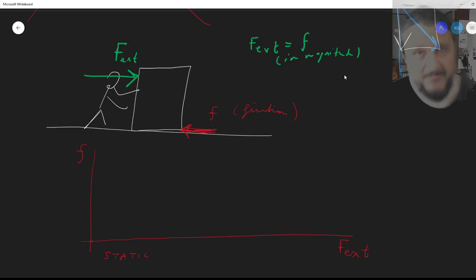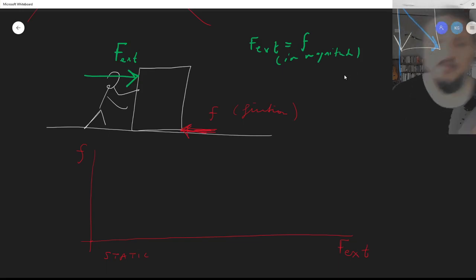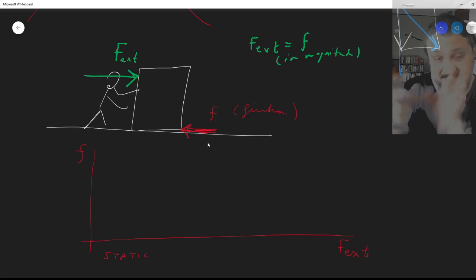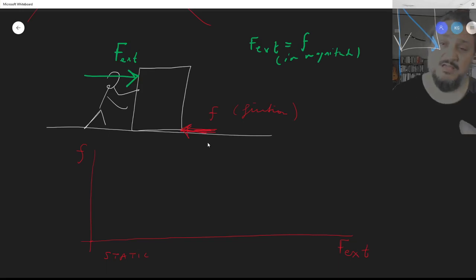I'm not talking about the third law. I'm only talking about the net force being equal to 0, right? So, no matter what you do, no matter how hard you push, it's not moving. That's because as you increase F external, this internal mechanism, which you can see using a microscope, adjusts itself, so the friction force also increases exactly the same amount.